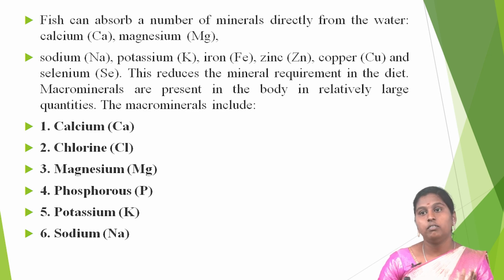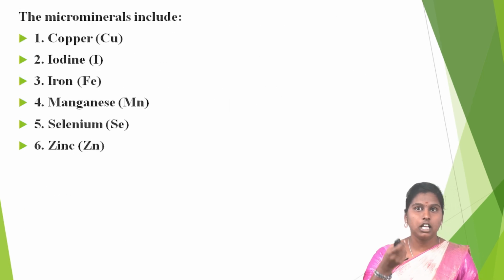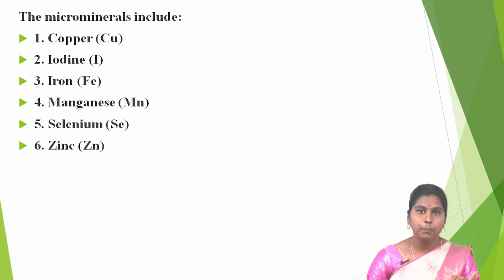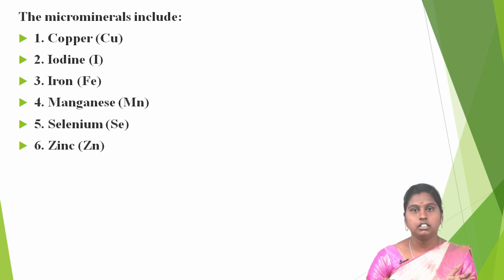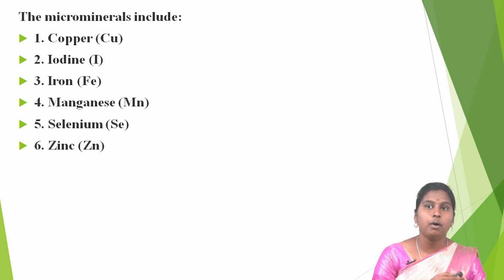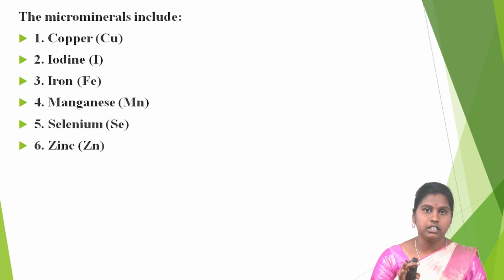Microminerals are present in very small amounts in fish bodies, but they are important for fish health. The microminerals include copper, iodine, zinc, manganese, and selenium. Next, their functions. Copper is a part of many enzymes and is required for their activity, although it is necessary for the fish.